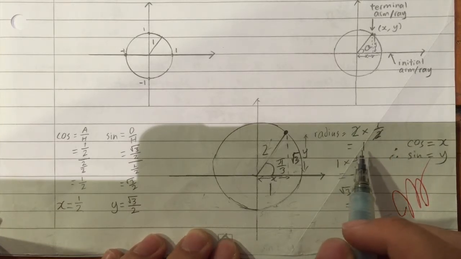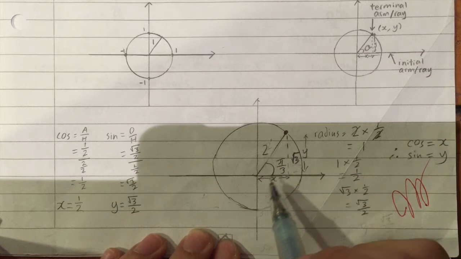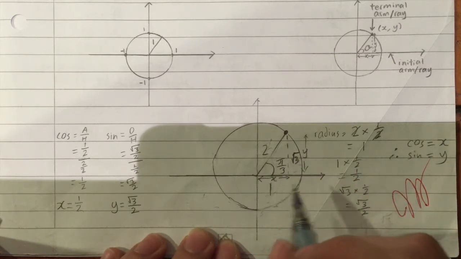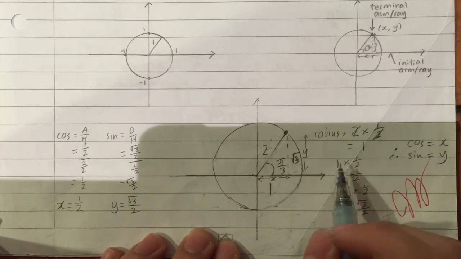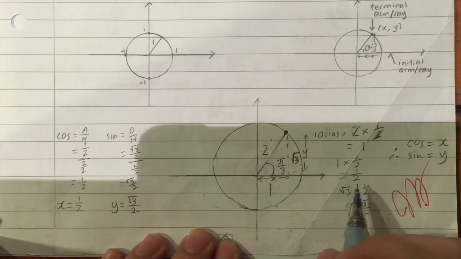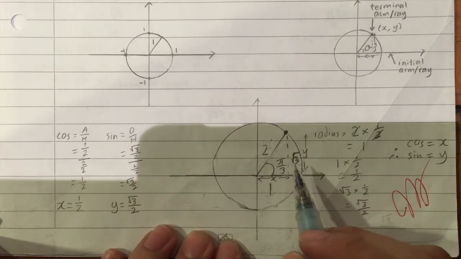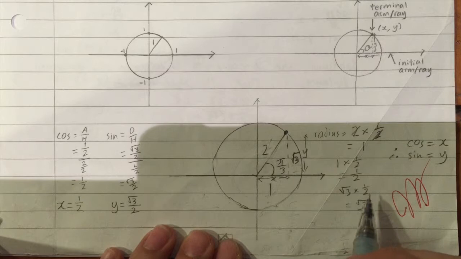But that doesn't only apply for the hypotenuse. We have to times both the adjacent and the opposite. So, we take the adjacent, 1 times 1 over 2, we get 1 over 2. And the opposite, which is root 3, root 3 times 1 over 2 equals root 3 over 2.